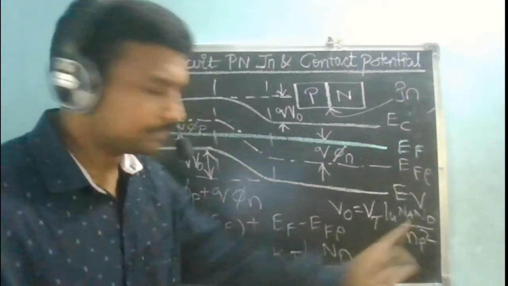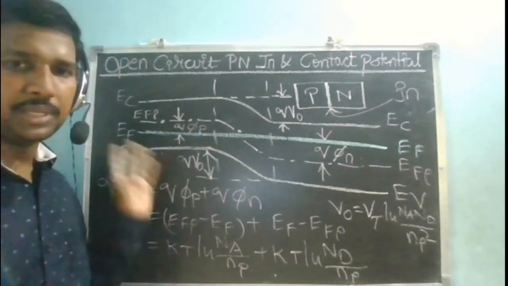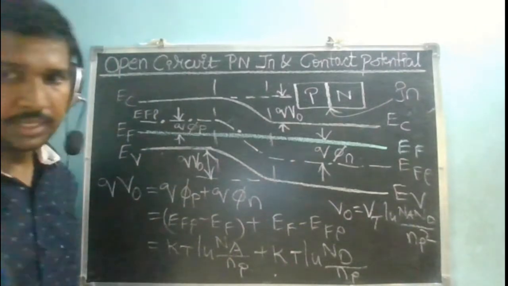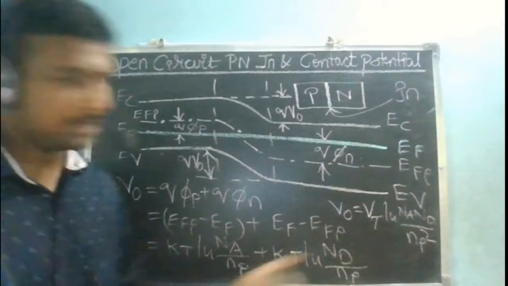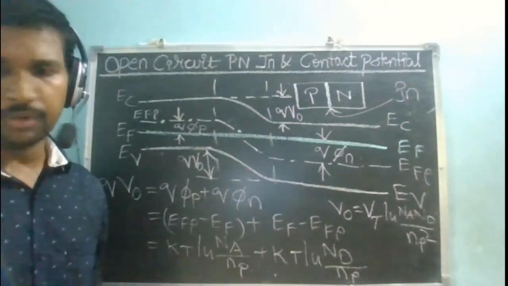Na is the acceptor. Are acceptor atoms present in P type or N type? P type. So Na represents the acceptor atoms added in your P type, and Nd represents the number of donor atoms you have added in your N type.